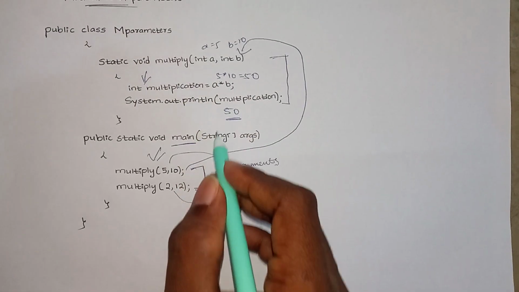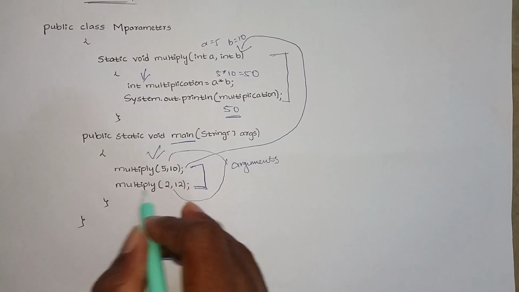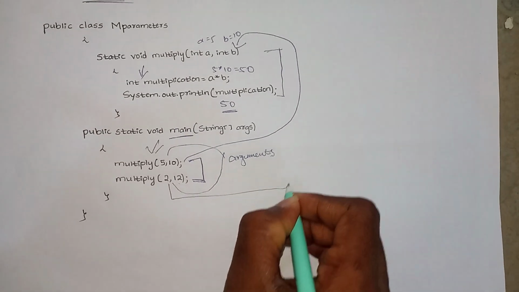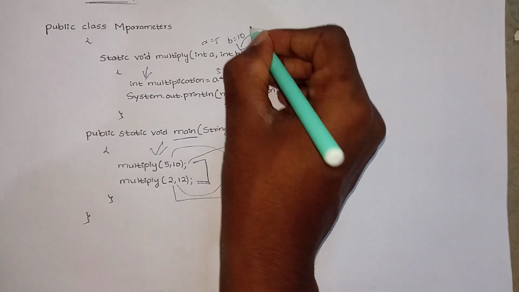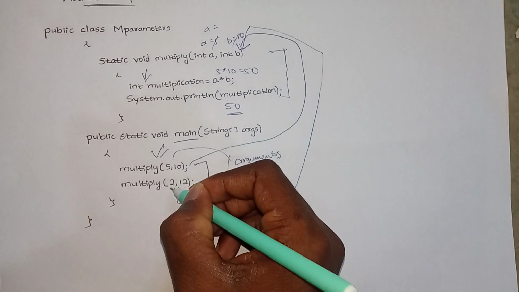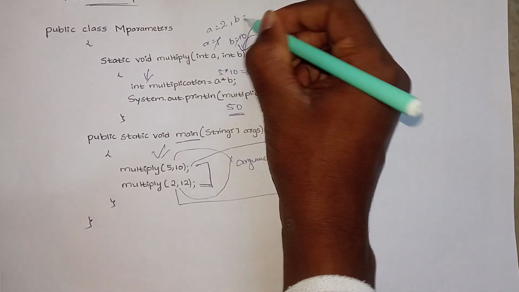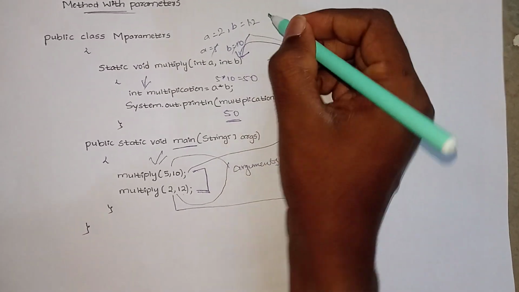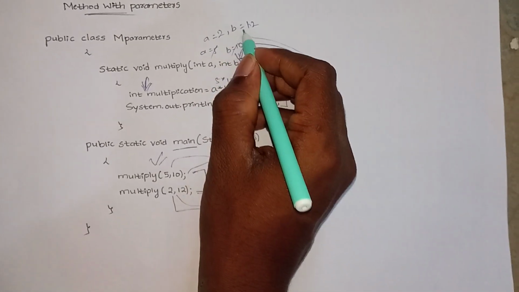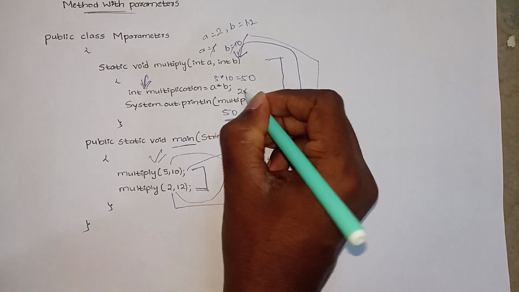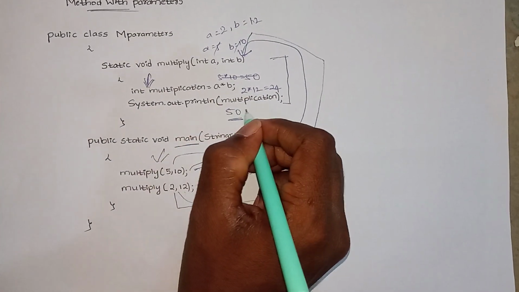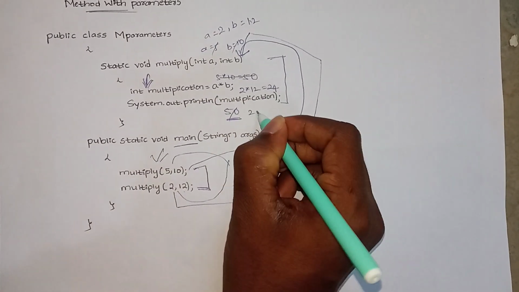Once it is executed, it will call the same method multiply by passing the arguments 2 comma 12. Whenever this method is called, it will again move to this method definition, but this time a becomes 2 and b becomes 12, and it executes this block. So multiplication equals a into b, that is 2 into 12, which equals 24, and then it prints the multiplication value, which is 24, so it gives you output as 24.